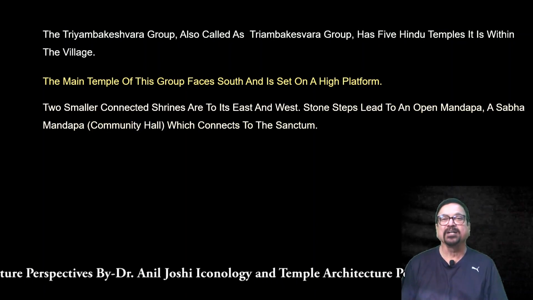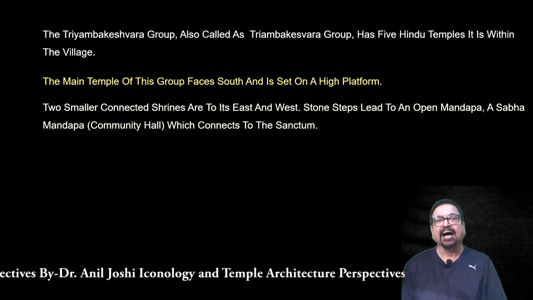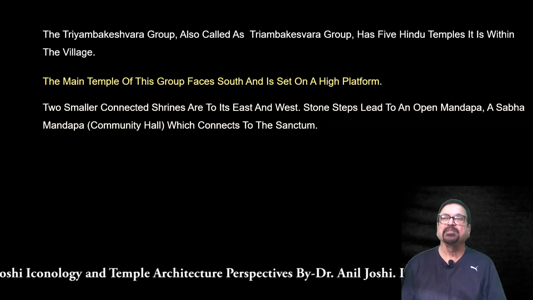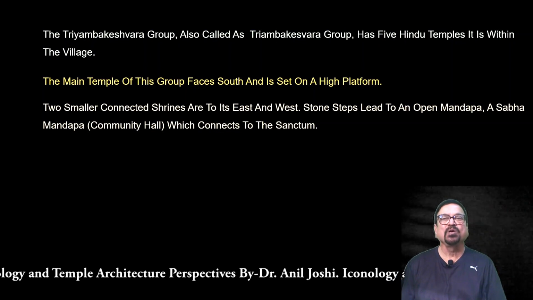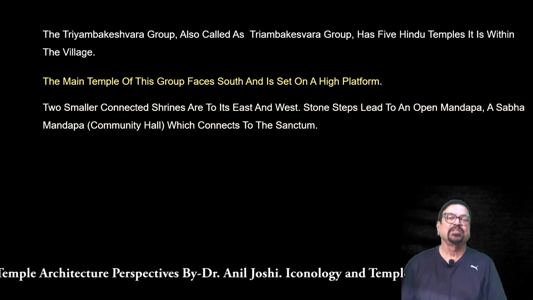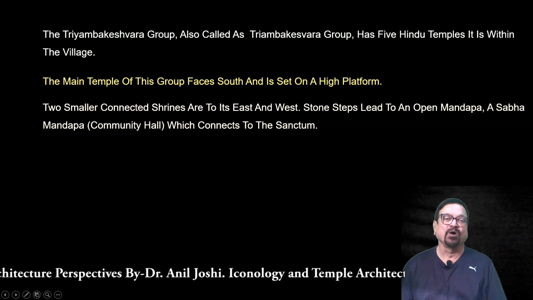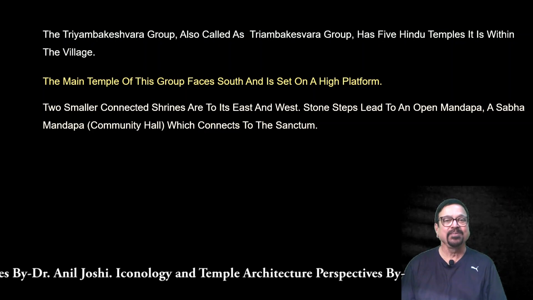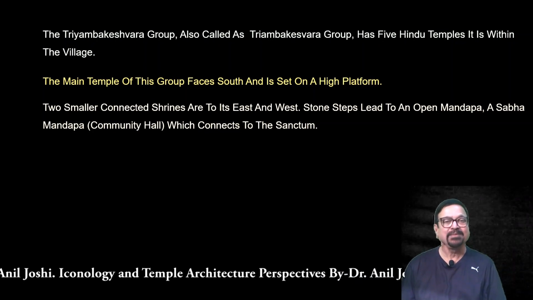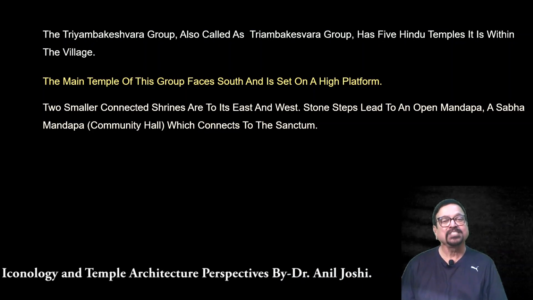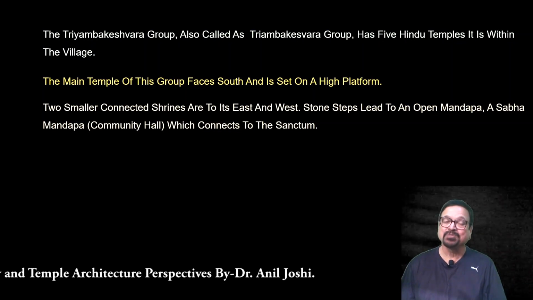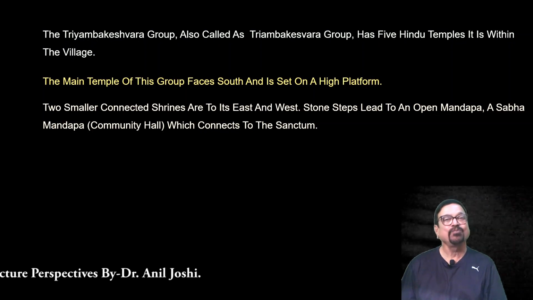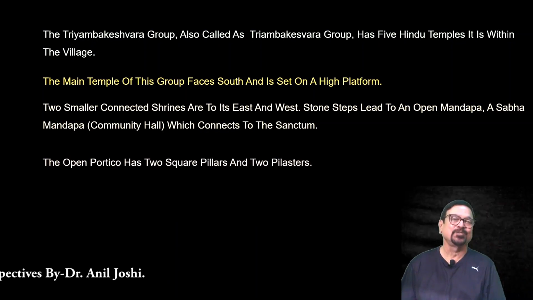Now 2 smaller connected shrines are on the east side and west side. The stone steps lead to a mandapam, a Sabha mandapam, a community hall, which connects to the sanctum. Now the concept of the community hall came late. The earlier temples were just a sanctum, then the temples were with a sanctum and a porch. And if you want to see all these developments, you must visit Aiholi, where you will get all sorts of temples in different stages. Of course, we are going to show it in our series also.